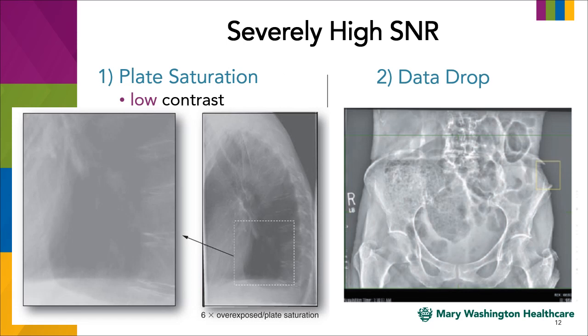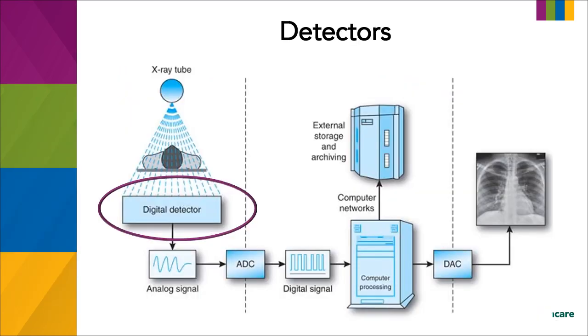Severely high SNR can result in, first of all, something called plate saturation. With plate saturation, we get what is referred to as low contrast. Looking at this area as we blow it up, we've lost the lung markings and we have very low contrast. So plate saturation with low contrast, and then data drop is the other option that we could have. In this area here in the ilium, we're missing part of the ilium, so it's called data drop.